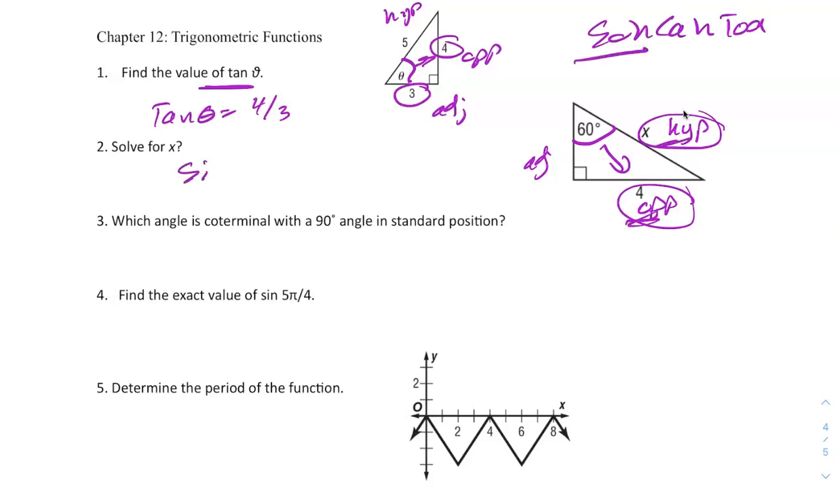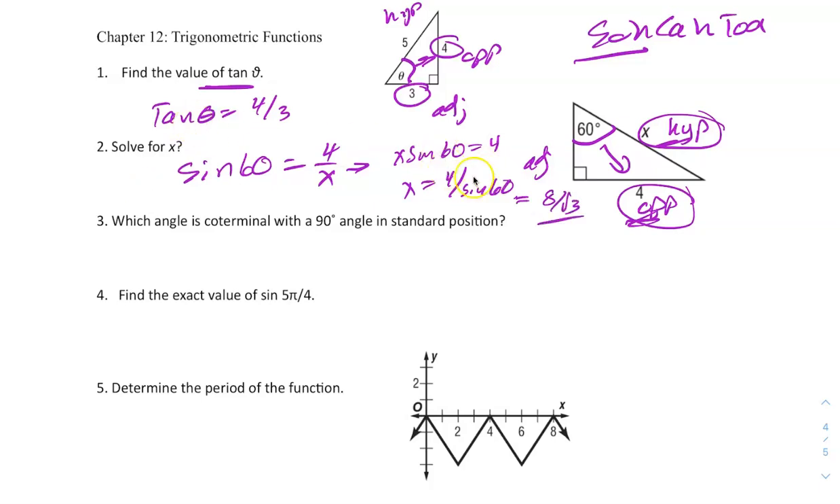So sine of 60 equals 4 over x. Right, so then all I do here is solve for x, so multiply by x and then divide. So x sine of 60 equals 4. x equals 4 over sine of 60. And I would leave it like that. You can also put it in your calculator and get root 3 over 2, which would make this 8 over root 3. Or some decimal, but this is also fine.